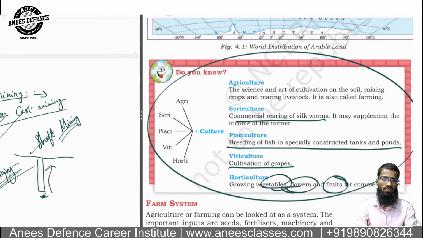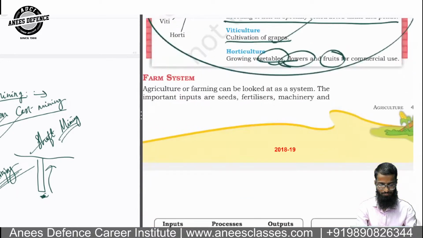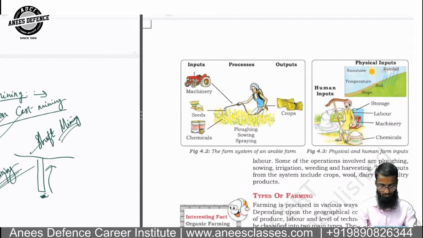or even vegetables. बात समझ में आ रही है? हॉर्टिकल्चर में वेजिटेबल, फ्लावर्स, फ्रूट्स सब होते हैं. विटिकल्चर में ग्रेप्स होते हैं मेनली, राइट. पिसिकल्चर इज़ रिलेटेड टू फिश. सेरिकल्चर रिलेटेड टू सिल्क, राइट. क्लियर है इतना? आगे बढ़ते हैं, ये इंपॉर्टेंट है. ओके.